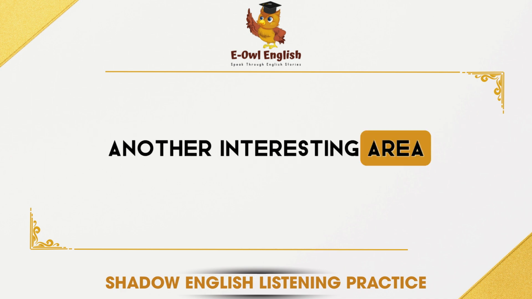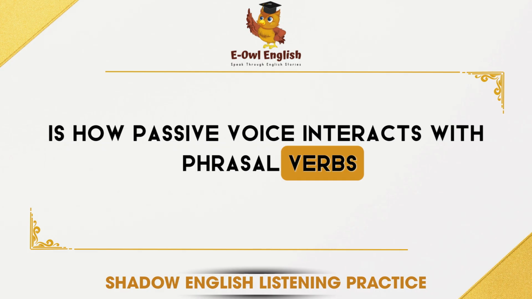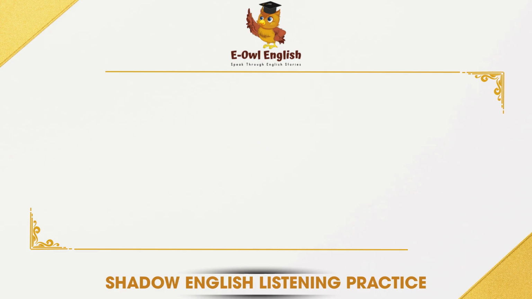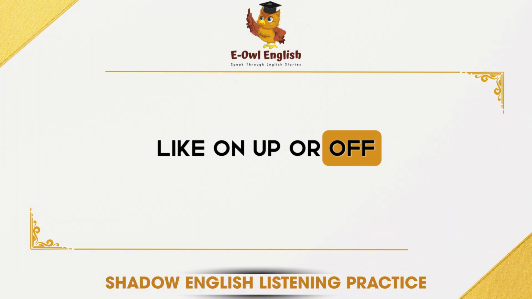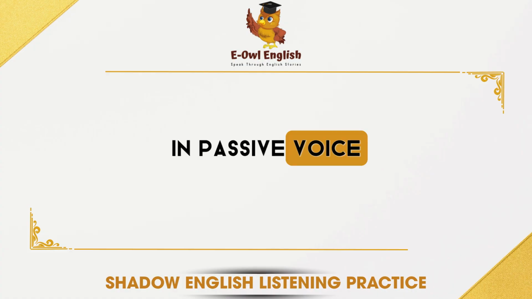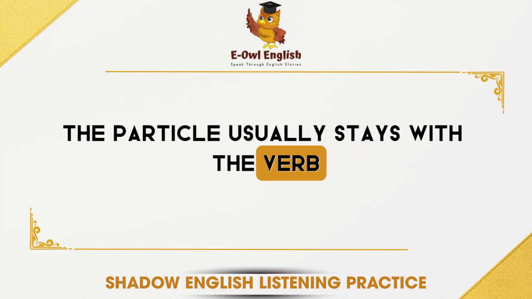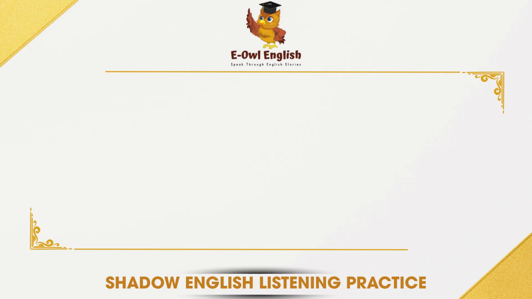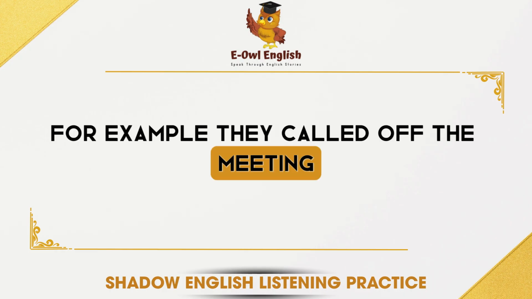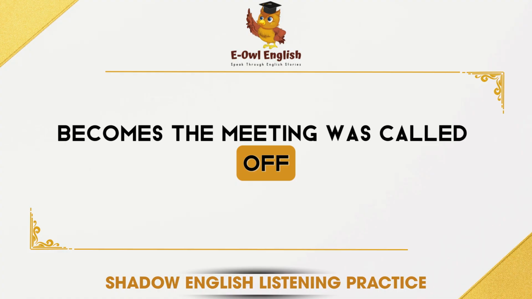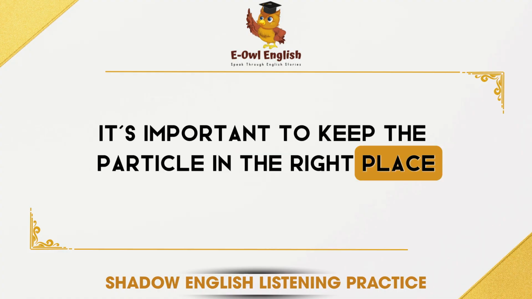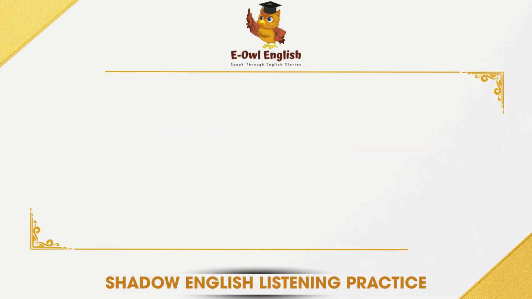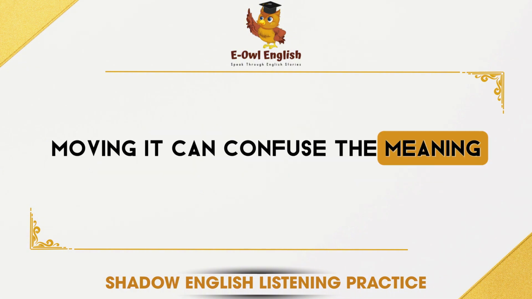Another interesting area is how passive voice interacts with phrasal verbs. A phrasal verb is made of a verb and a particle like on, up, or off. In passive voice, the particle usually stays with the verb. For example, they called off the meeting becomes the meeting was called off. It's important to keep the particle in the right place. Moving it can confuse the meaning.